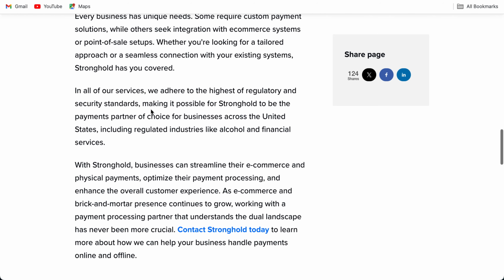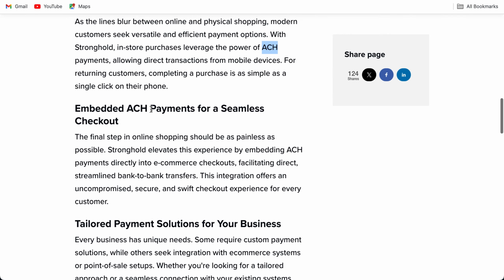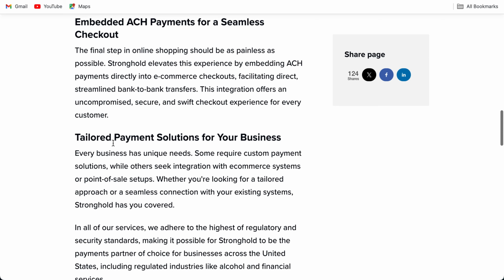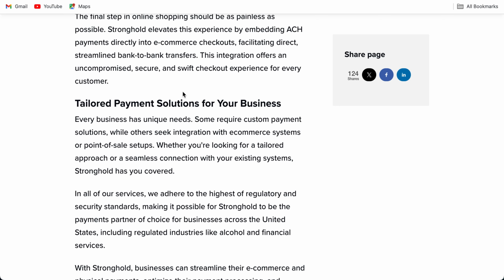So yeah, they're working on a lot of things basically in terms of payments, the ACH, providing tailored payment solutions to the businesses.